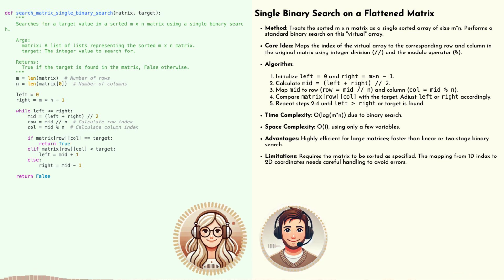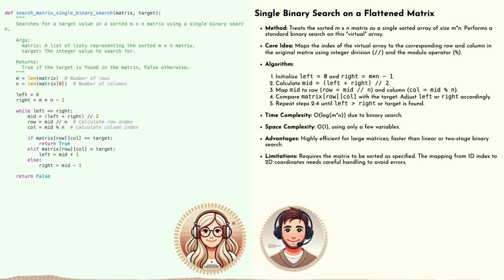It allows us to leverage the speed and efficiency of binary search on a sorted array while still working within the constraints of our 2D matrix. All right, I'm following the concept, but I'm eager to see how this mapping actually works in practice. Sure. Can we walk through a specific example?